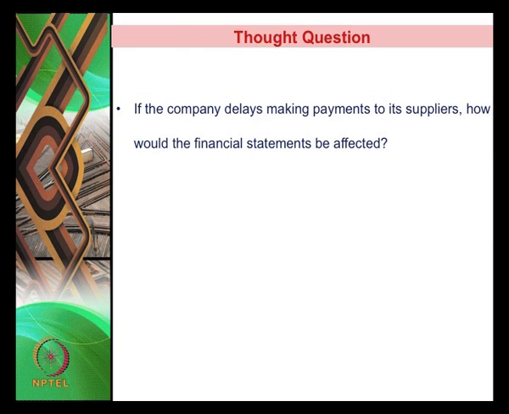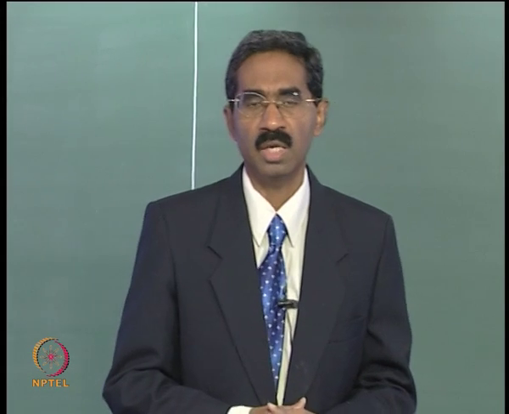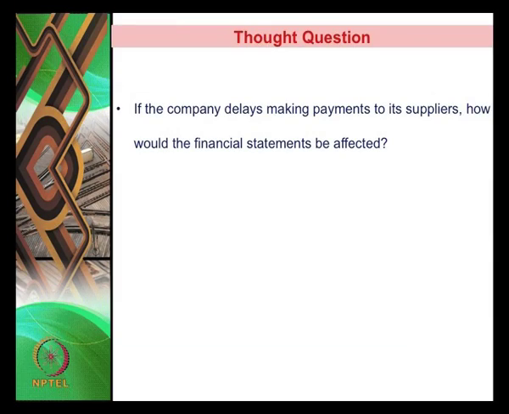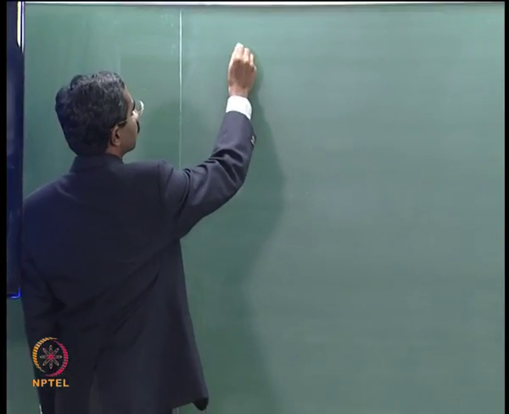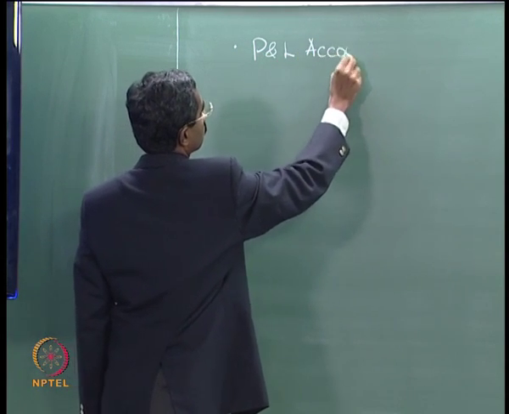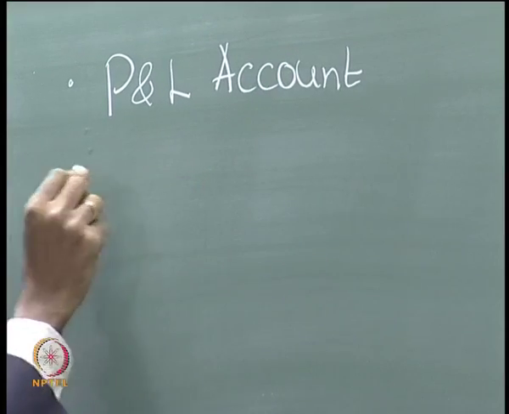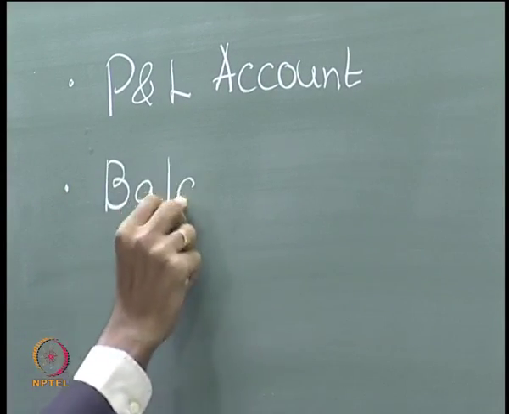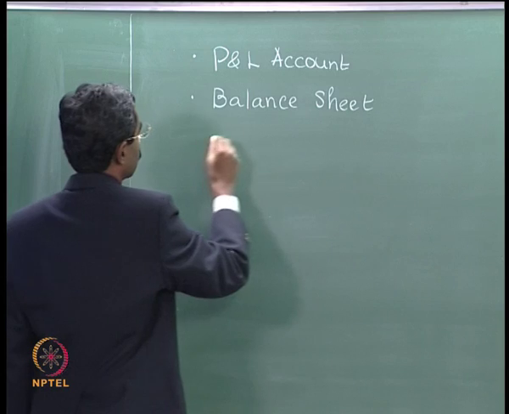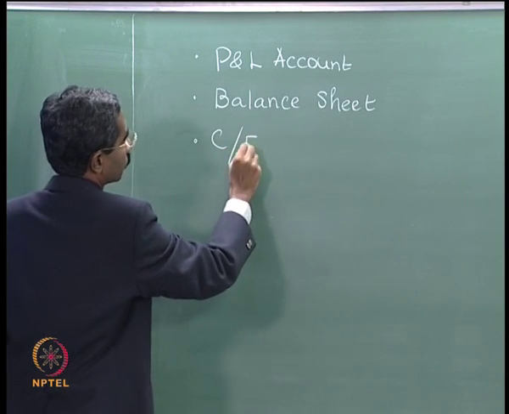So question 1 was, if the company delays making payments to its suppliers, how would the financial statements be affected? We will try and discuss this question, but before that let us get a bird's eye view of the entire financial statements that we have discussed so far. We have looked at three types of financial statements: the profit and loss account, and then we had the balance sheet, and then we had the cash flow statement.